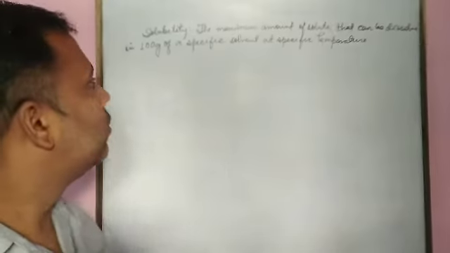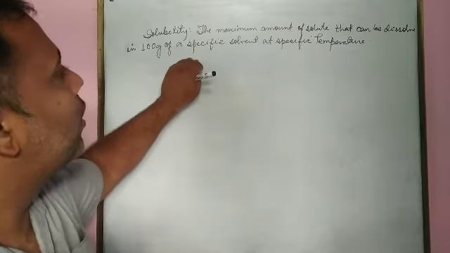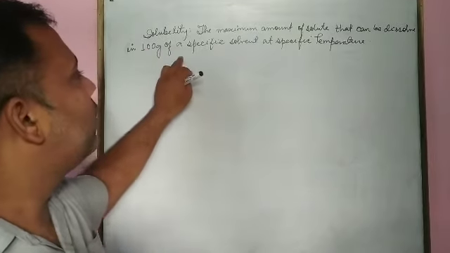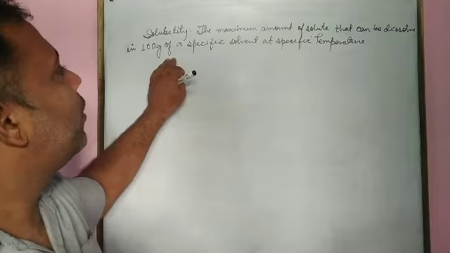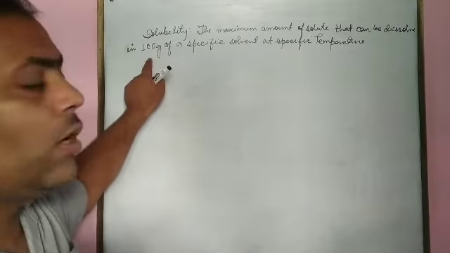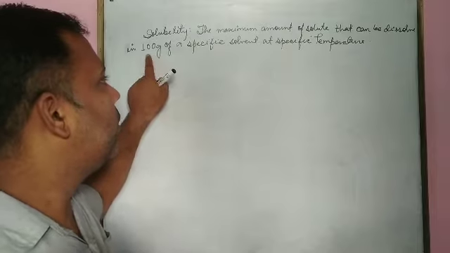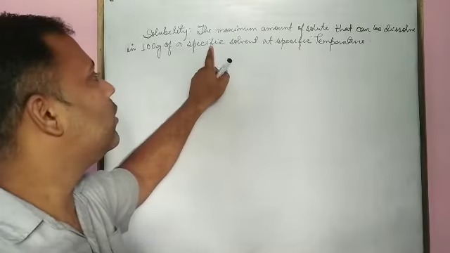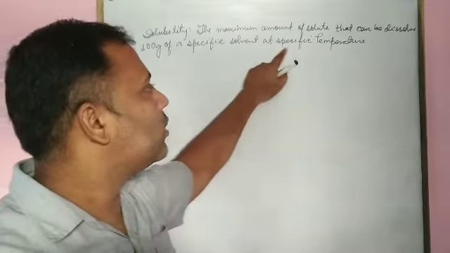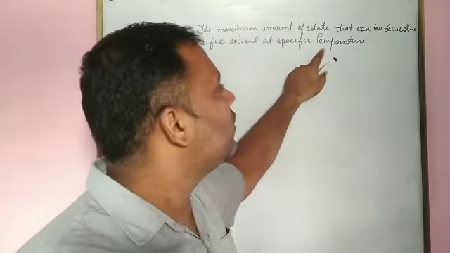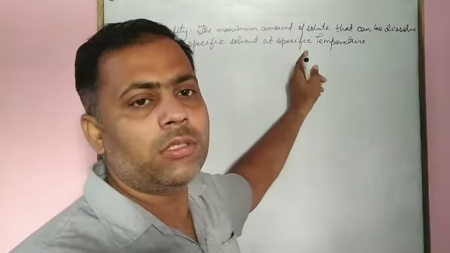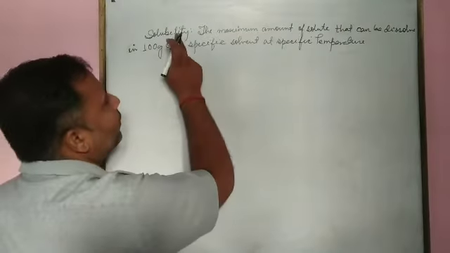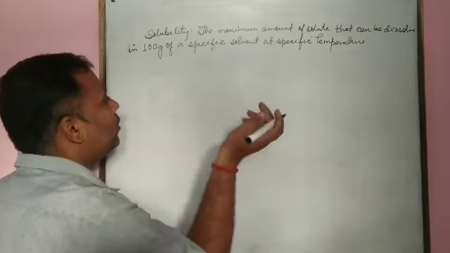What does it mean? It means the maximum amount of the solute that can be dissolved in 100 gram of a specific solvent, so the quantity of the solvent is 100 gram. It is written "specific" because when we change the solvent, the solubility changes. At a specific temperature, because when we change the temperature, the solubility changes. It means solubility depends upon certain factors. What are these factors? Let us know.